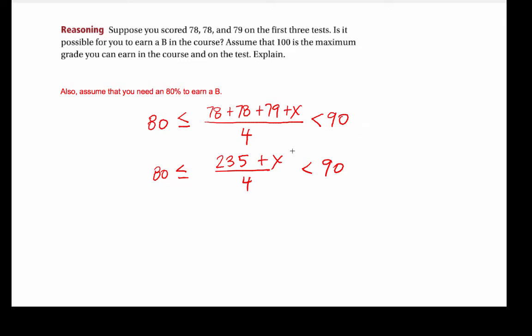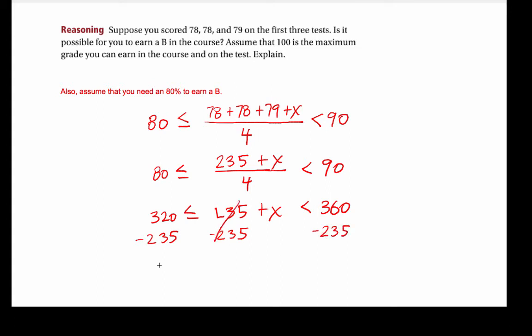So the way that we solve this, x is in the numerator of our fraction here. So the first thing we'll do is multiply both sides by 4. 80 times 4 is 320. And 90 times 4 is 360. So we will subtract 235 here, here, and here. That gives us 85 on this side of the inequality. X is alone in the middle. This gives us 125 on the right.